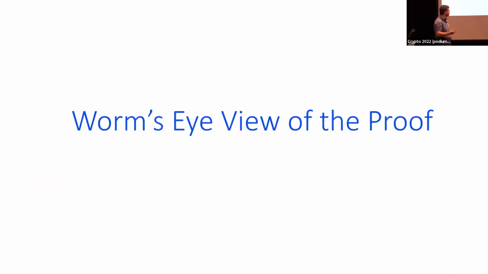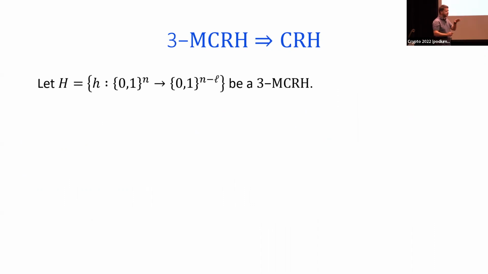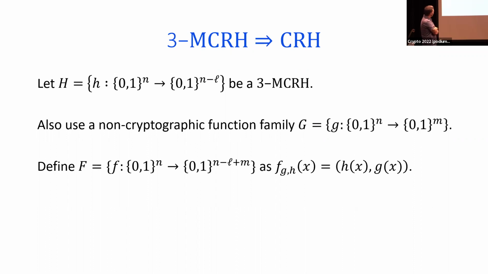Okay, so that's the high level, the bird's eye view. Let's go to the worm's eye level, briefly. I will focus only on the first result, going from 3M CRH to CRH. Suppose we start off with a 3M CRH that has a compression factor of L. We're in addition going to be using some other non-cryptographic hash function family G, same input length, and we'll construct a new hash function family F. G is non-cryptographic. It's based on some algebra or something. Don't worry about it yet.